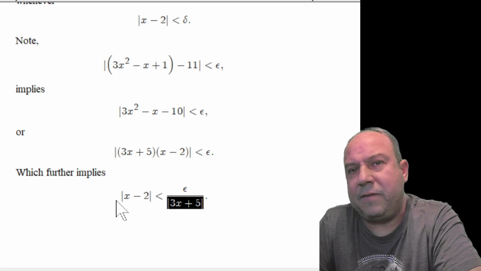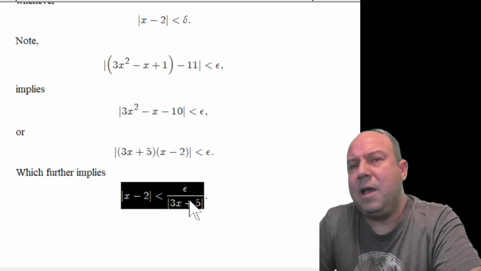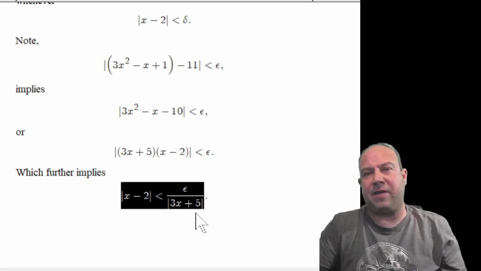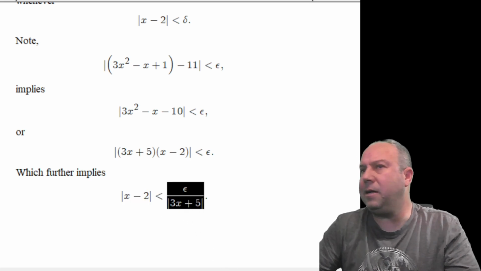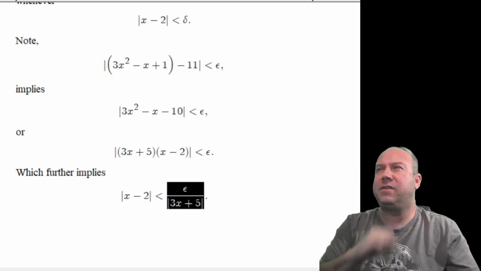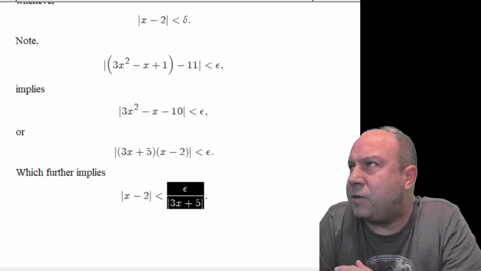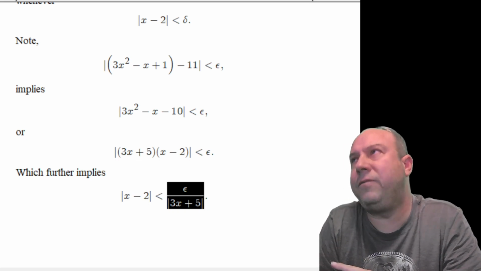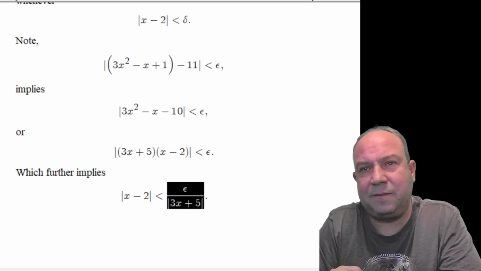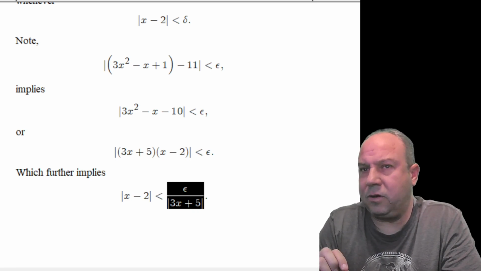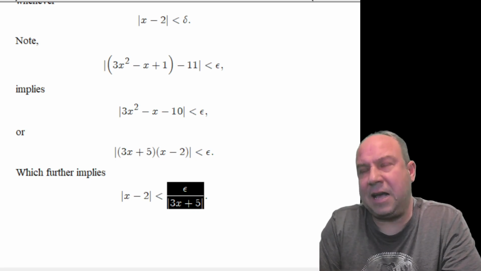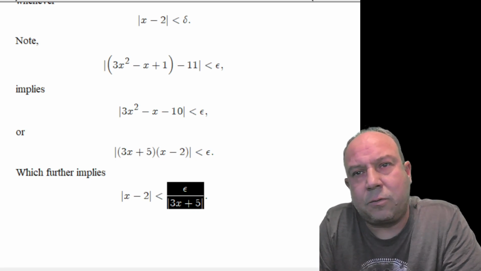We end up with a statement: the absolute value of x minus 2 has to be less than epsilon divided by the absolute value of 3x plus 5. This statement is going to start to give us some direction as to how we're going to choose our value of delta that corresponds to epsilon. We are not, however, going to be able to choose epsilon divided by the absolute value of 3x plus 5.